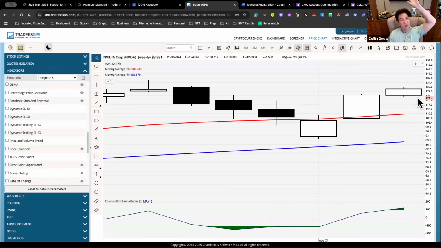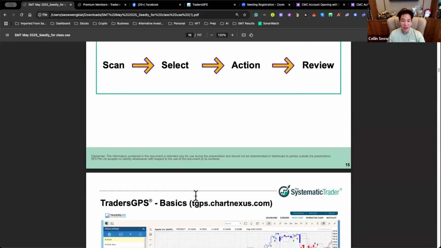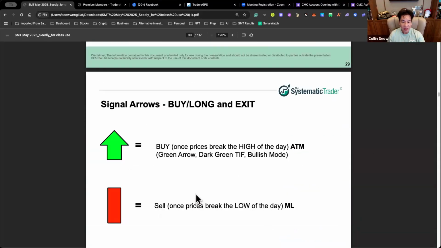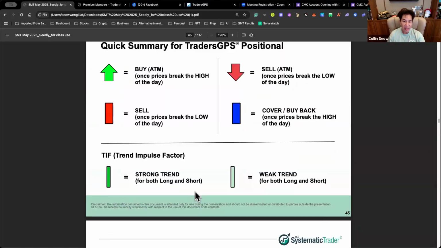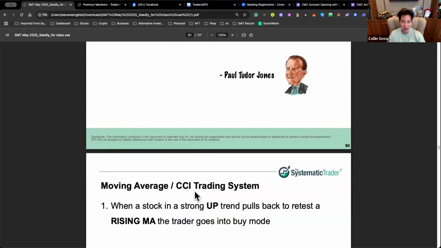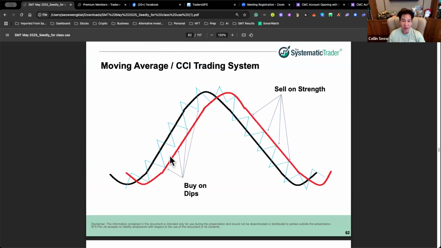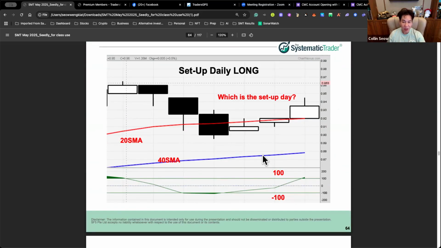Can you go through the 5 things? The 5 things: sloping up moving average, 20 above 40, CCI below 100, low touch 20 MA, close above 40 MA. Go through this picture that's on the swing trade first. Visualize how the chart looks like right now. Can all of you visualize, and go through that page? I think the picture makes it easier, the sloping up moving average and the rest.